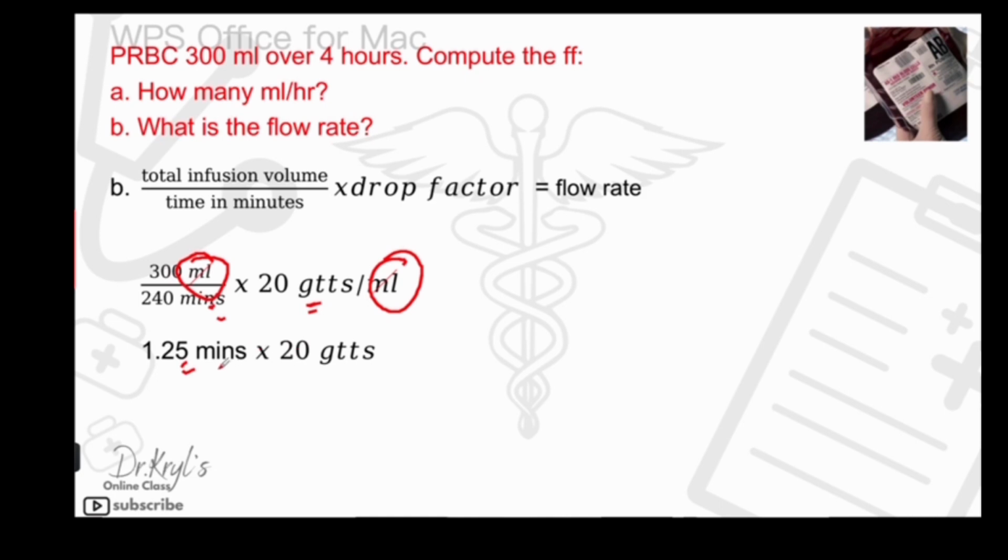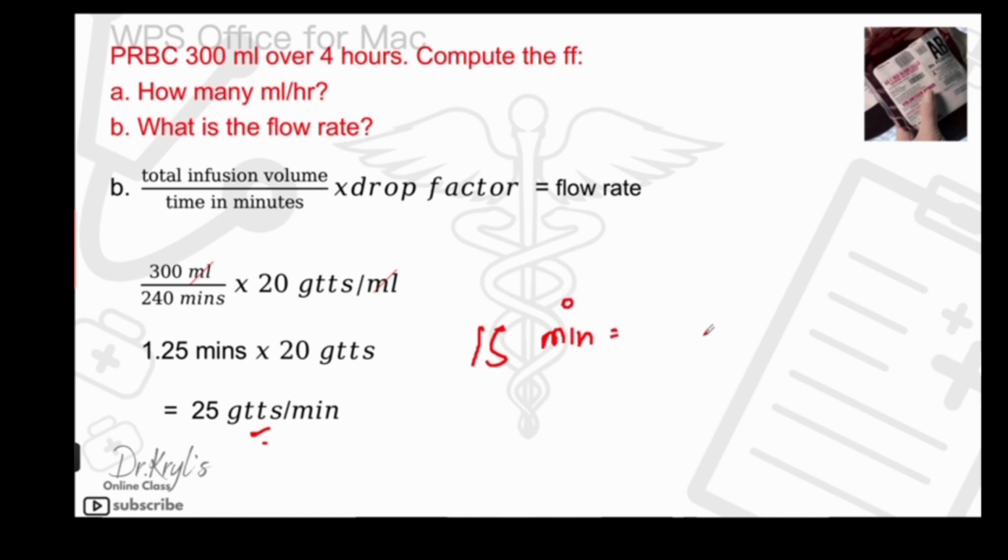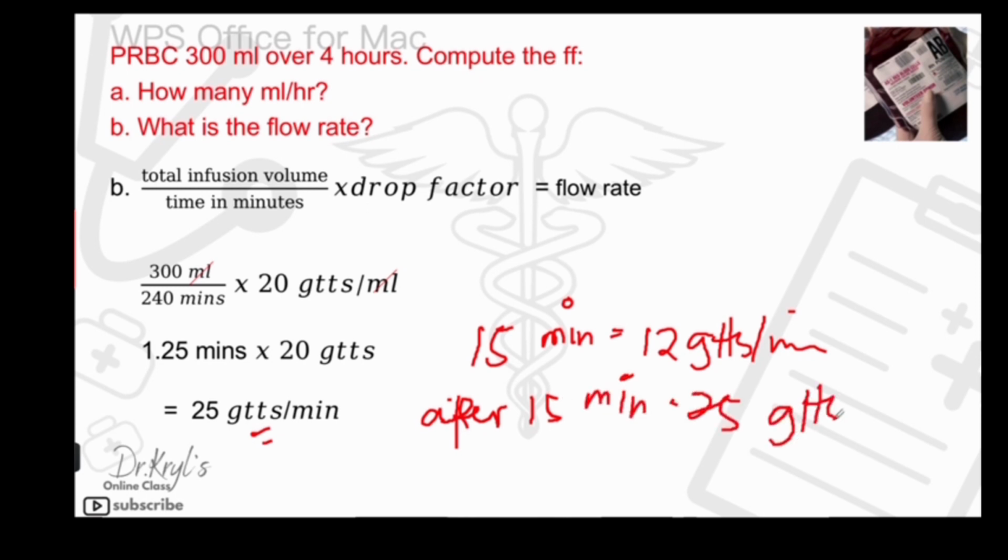Okay? Naka-minutes na lang yung unit natin kasi na-cancel na natin si ml. And, multiply it by 20 drops. Drops na lang kasi nawala na si ml. Okay? So, ayan. 1.25 times 20 drops is equals to 25 drops per minute. So, now, we know that it's 25 drops per minute. So, for the first 15 minutes, at least, pwede tayong mag-infuse ng 12 drops per minute. Then, after 15 minutes, saka na tayo mag-infuse ng 25 drops per minute.